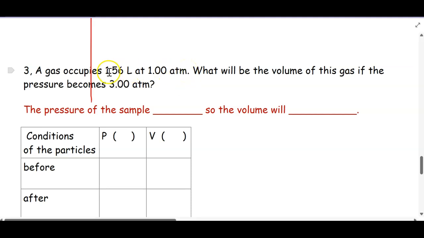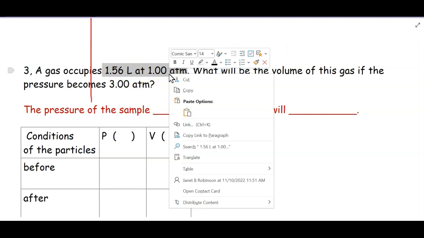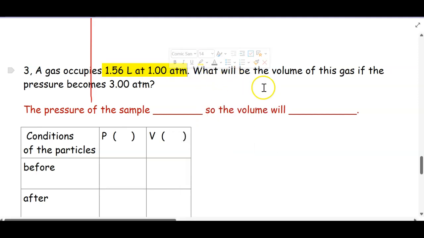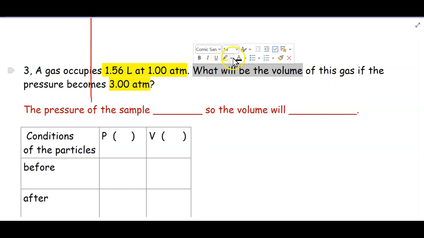All right, go ahead and now do the same thing I was doing. This is great because this has the volume and the pressure in one fell swoop, like that. What will be the volume of this gas if the pressure becomes 3 atmospheres? What will be the volume? All right, that's our question.